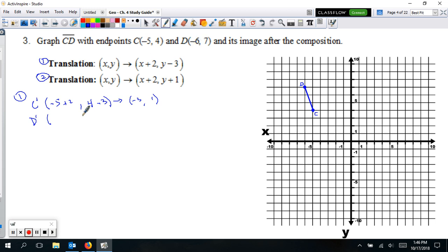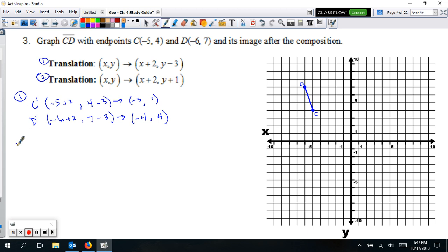So negative 6 is x, and then plus the 2. And then for the y, it's 7, and we're going to put 7 minus 3 here. So 7 minus 3. And then for the D prime point, that one will be negative 4. 7 minus 3 is going to give us positive 4. So negative 4, positive 4. Okay, so that's the first translation.